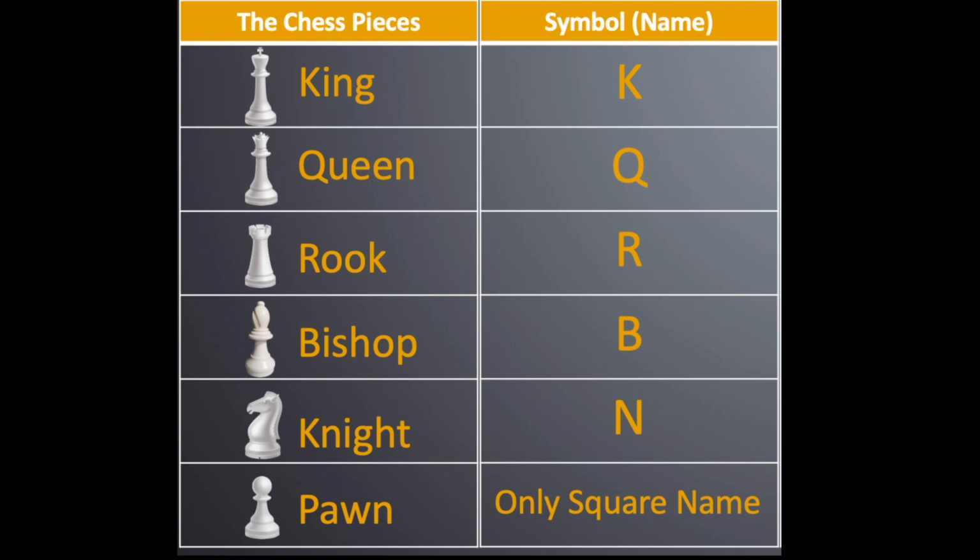Chess notation uses a capital letter for each piece. For king it is K, for queen it is Q, for rook it is R, for bishop it's B, for knight N, and for pawn we use the square name, we don't use P. The knight is denoted by N because K has already been taken by the king.